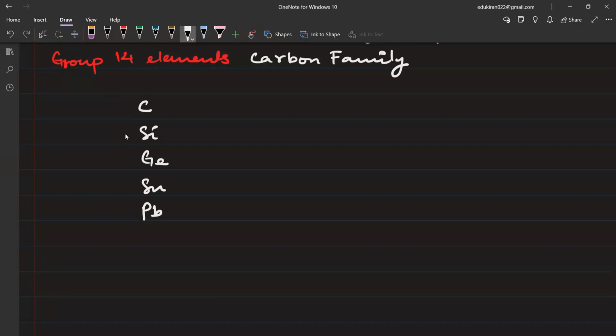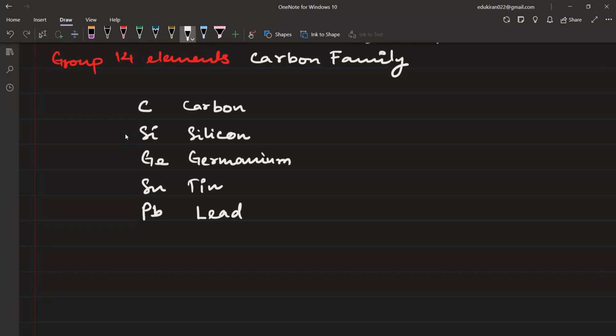So carbon, silicon, germanium, tin, and this is lead. So write it like this.